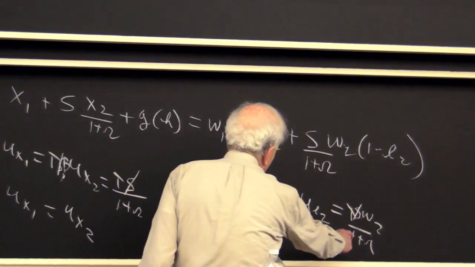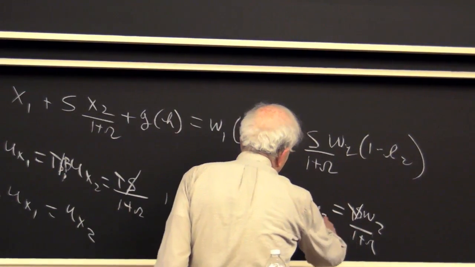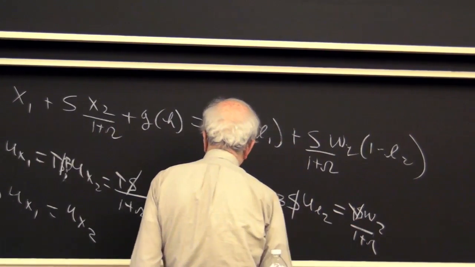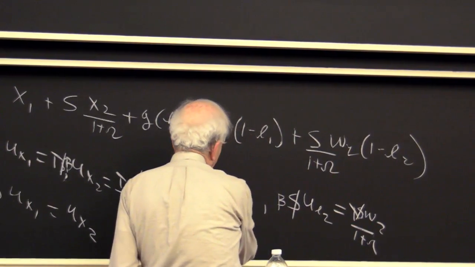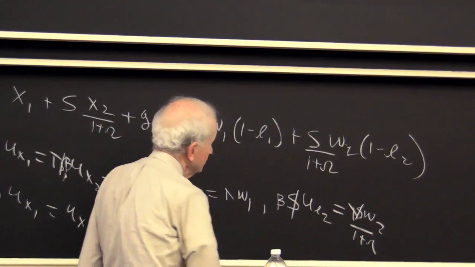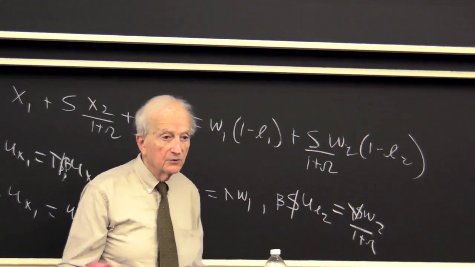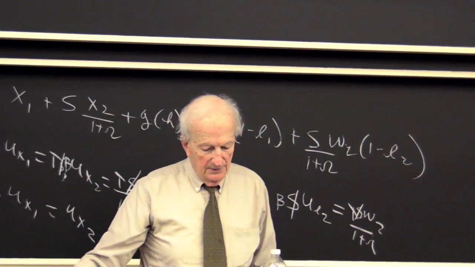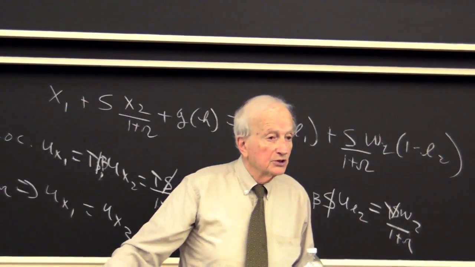And if beta is equal to 1 over 1 plus R, we get UL2 is equal to W2. So that UL1 in that circumstance over UL2 is simply equal to the ratio of the wages. And we showed all that. All right. I'm not going to use all that, but some of that I'm going to use again.